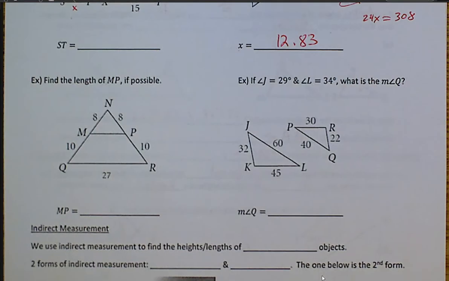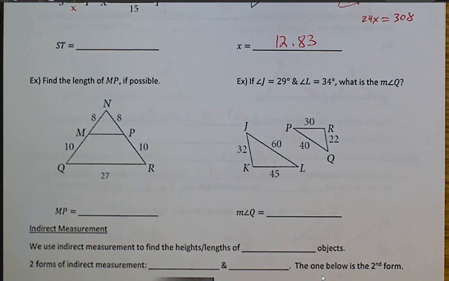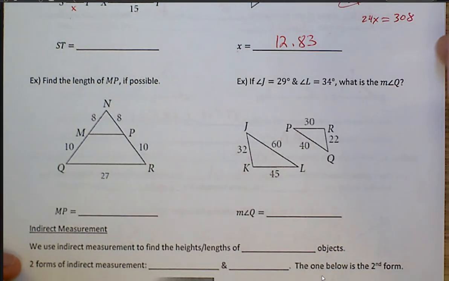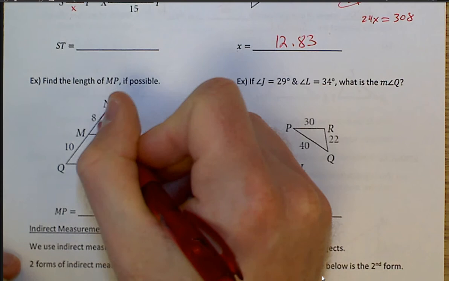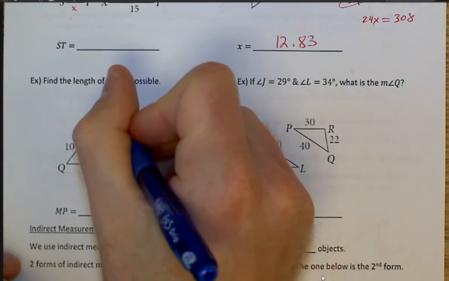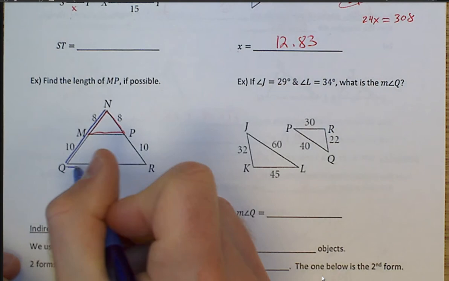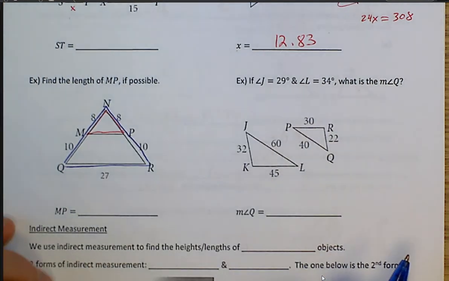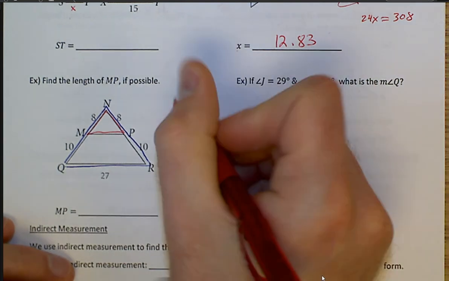Find the length of MP, if possible. Now this is a tough one here. Again, you have to first prove that the two triangles are similar. Now what two triangles are we talking about? We're talking about this one here. Use some colors. And then the big one here. Okay? Now, I'm going to redraw these so you can see this, because this is a tough one to see.